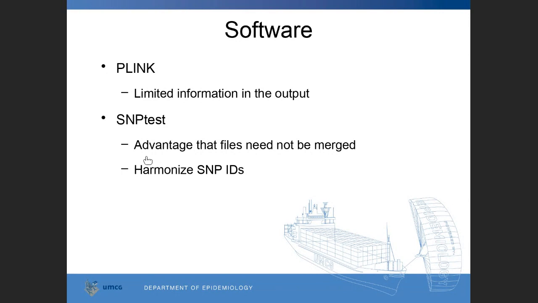Advantage of SNPTEST is also that the files of the clinical cohort and those of Lifelines do not necessarily need to be merged. SNPTEST can handle two different files, but be aware that you have to harmonize the SNP IDs before your analysis. With BCF tools merge, there will be a check on SNP IDs before producing the output file of the combined data set.